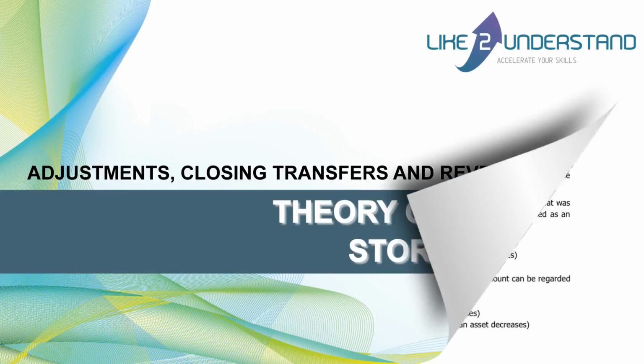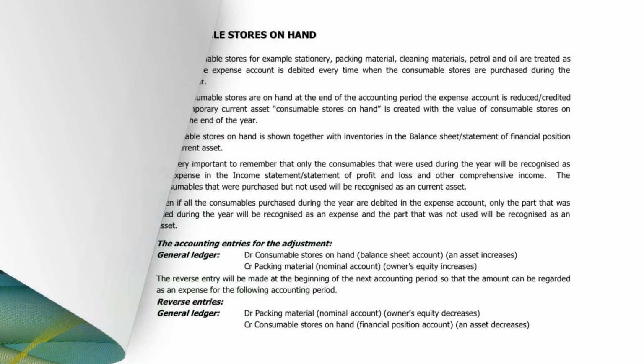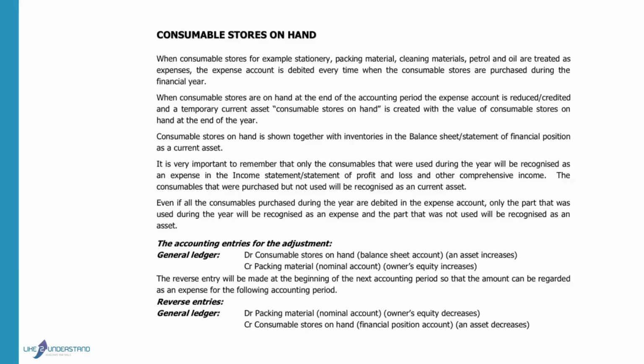Good morning. We will pay attention to consumable stores today. When consumable stores, for example, stationery, packing material, cleaning materials, petrol, oil, are treated as an expense, the expense account is debited every time when consumable stores are purchased during the year. And creditors control and bank will be credited when you purchase it.